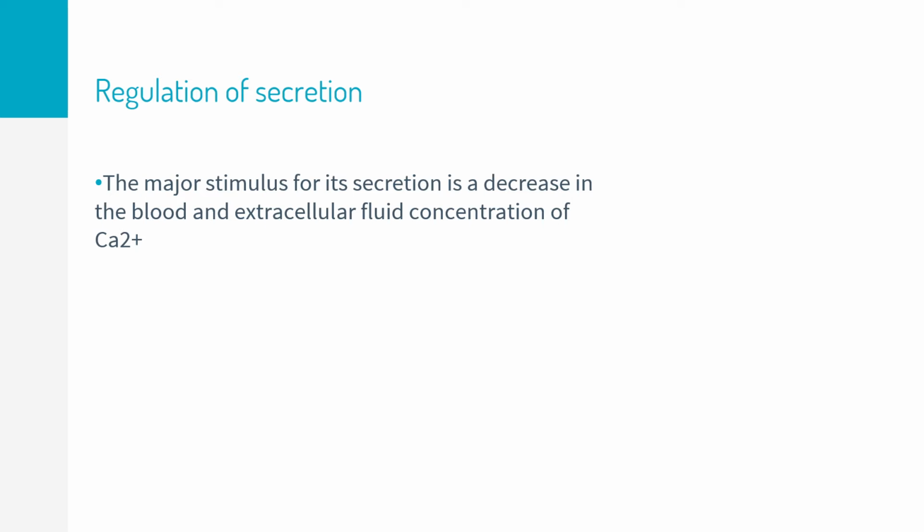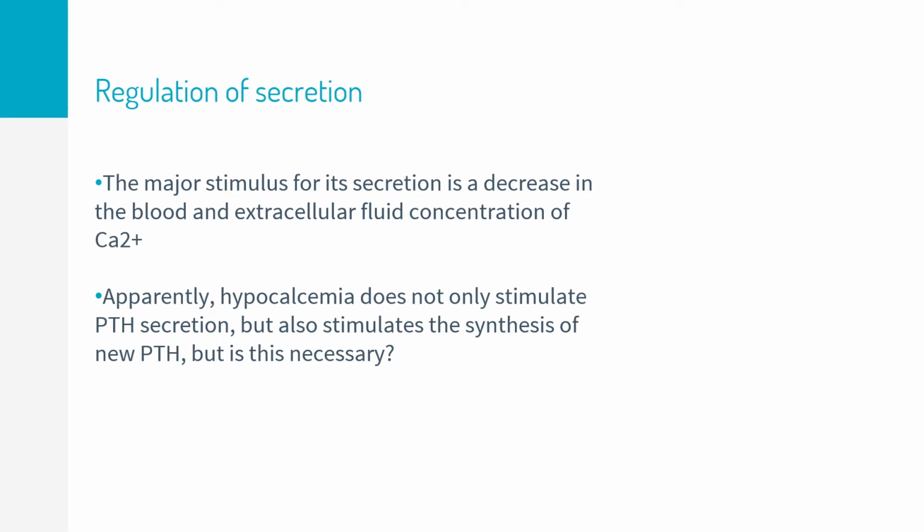Okay, so the major stimulus for the secretion of the parathyroid hormone is a decrease in the blood and extracellular fluid concentration of calcium, or hypocalcemia, you can say. Apparently, this hypocalcemia does not only stimulate parathyroid secretion, but also stimulates the synthesis of new parathyroid hormone. But is this necessary? Well, the answer is yes, because the parathyroid gland contains only enough parathyroid hormone to maintain a stimulated secretory response for only several hours. So we always need to make more and more of the hormone.